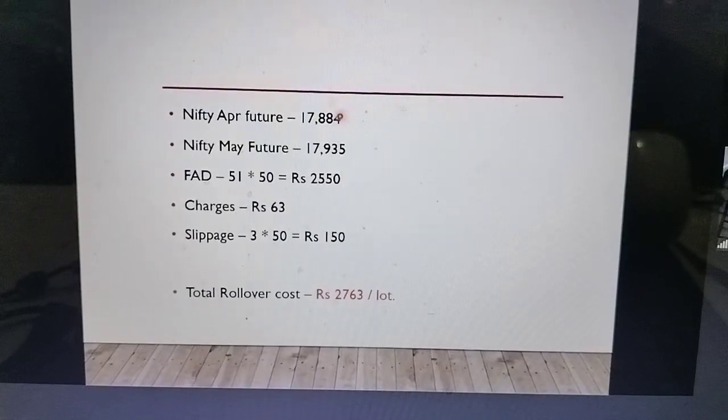Imagine, like just now I took an example, the Nifty April future closed at 17,884 and the Nifty May future closed at 17,935. So FAD is the difference between these two, 51 points, and for 50 shares, that's one lot of Nifty, it comes to 2,550 rupees, and the charges are 63. Slippage is almost 3 rupees into 50, that is 150. This slippage is right now because maybe the market is closed. It will usually be less when the market is open, and close to expiry, when people are shifting from April to May, this slippage can come down. So as of now, the total rollover cost might come to almost 2,763 rupees. This is an additional cost that we are going to incur.